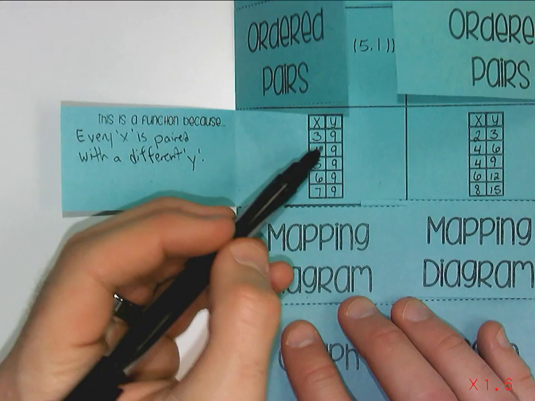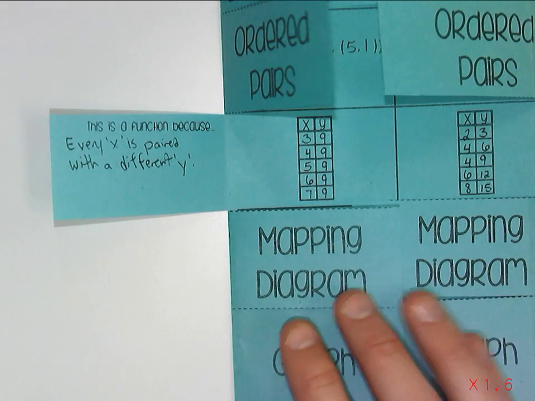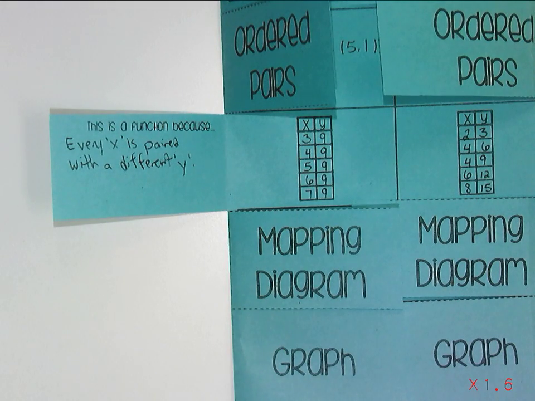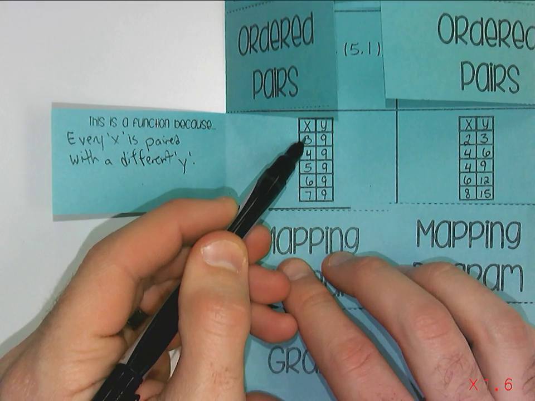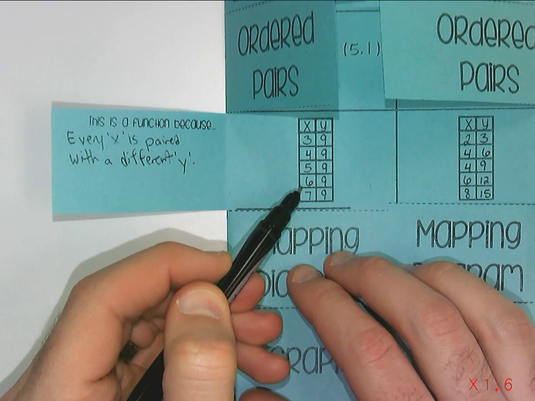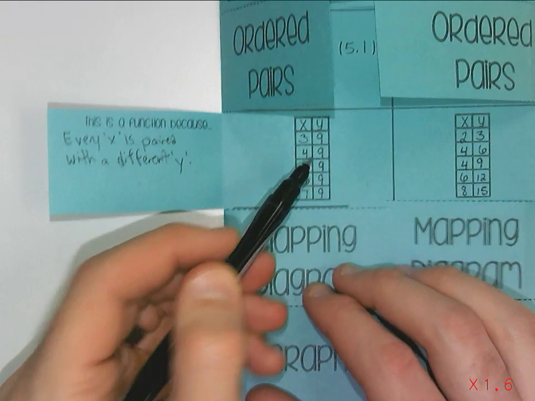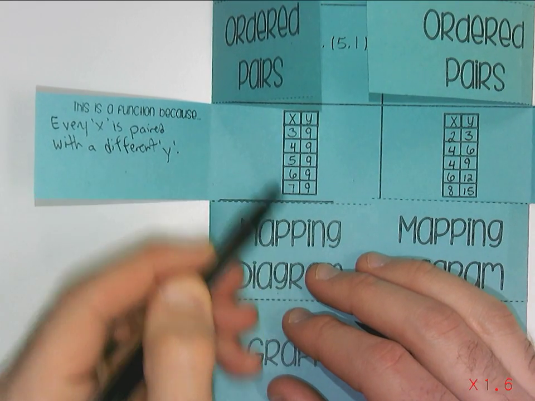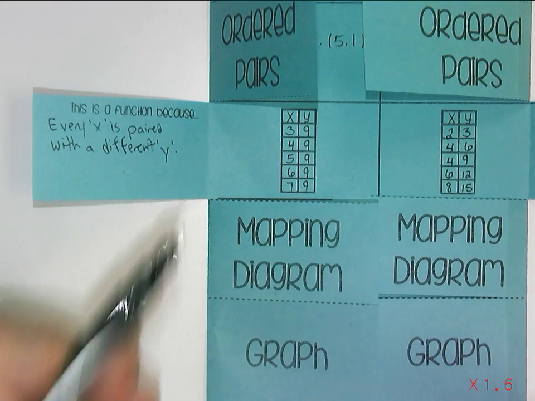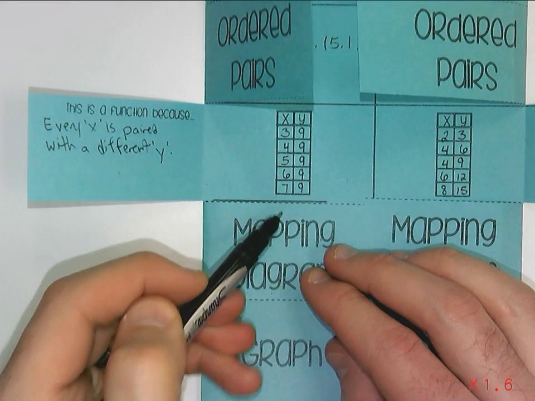Okay, so 3 goes to 9, 4 goes to 9, 5 goes to 9, 6 goes to 9, and 7 goes to 9. It's okay if the output, or your range, if all of those numbers are the same. It's not okay, however, if you have the same number in the domain, or your x values, that's the same. So let's say I had 2 3s going to a different number. Well, that wouldn't work. But if the range is the same, that's okay because it still fits the definition. Each input is paired with exactly one output, and this is the case in that one.